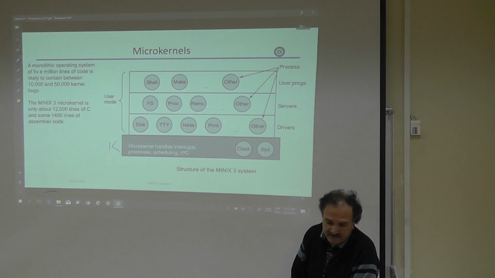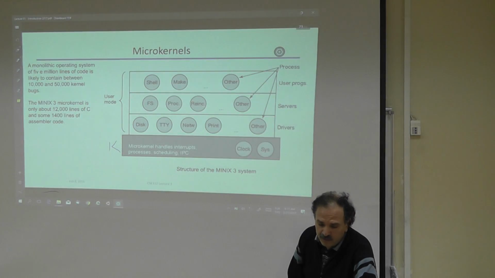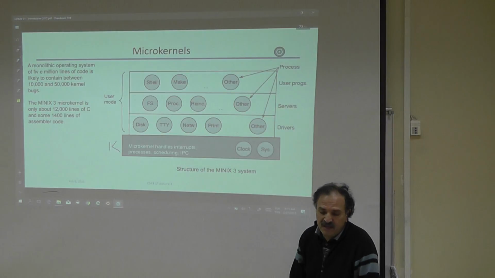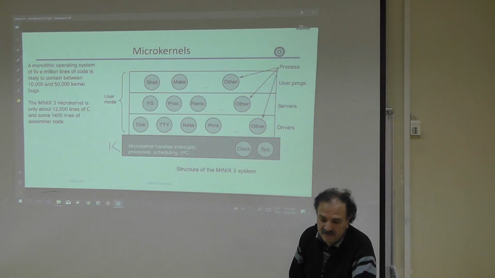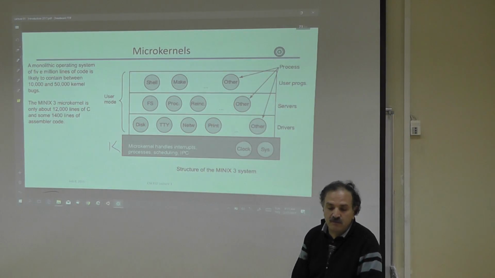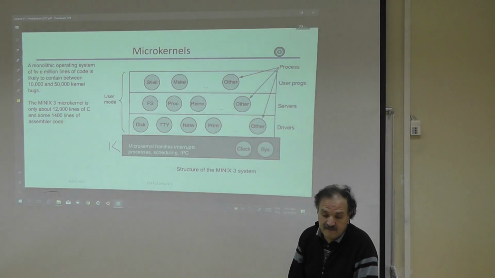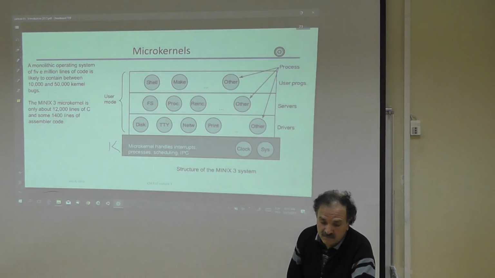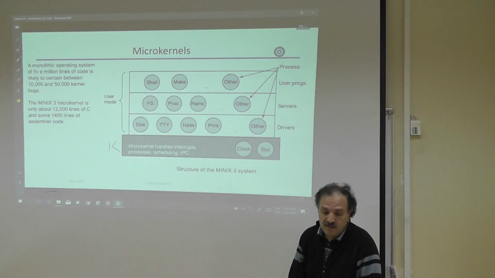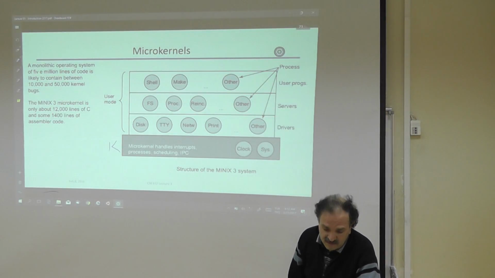That's the main idea. Okay, in a monolithic operating system, 5 million lines of code is likely to contain between 10,000 to 50,000 kernel bugs. That's a very big number, okay? 5 million means you are going to have 10,000 to 50,000 kernel bugs.